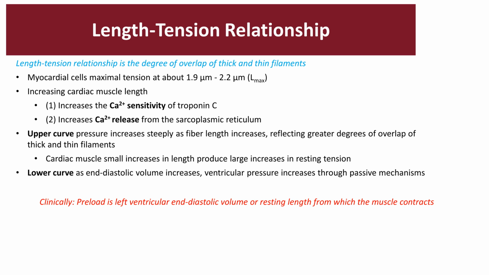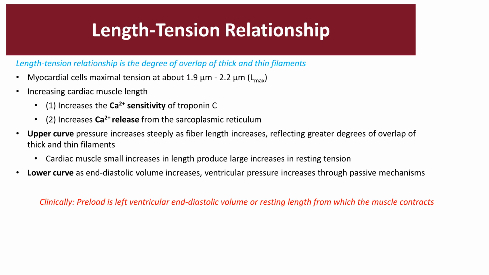A graph presents ventricular end diastolic volume along the horizontal axis and the ventricular pressure along the vertical axis. The curve on the top represents the systole, which is contraction, and the blue line represents diastole. In the upper curve, you'll see that the pressure increases steeply as the fiber length increases.